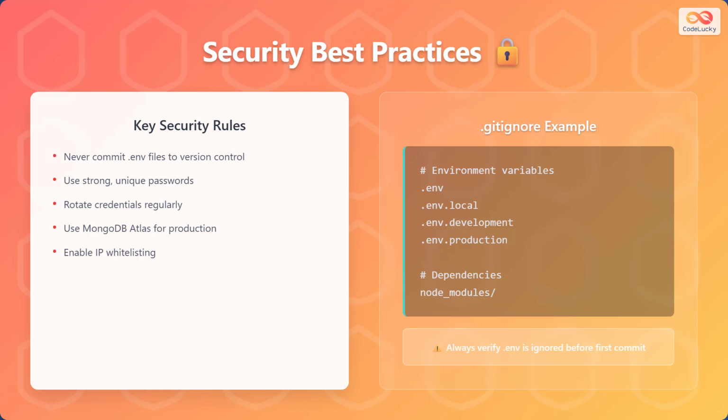The code is: # Environment variables .env .env.local .env.production # Dependencies node_modules/. Always verify that the .env file is ignored before making your first commit to prevent accidental exposure of sensitive information.